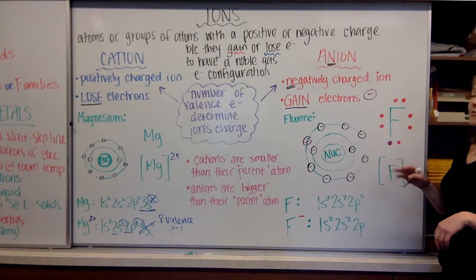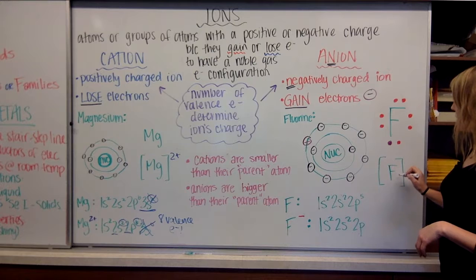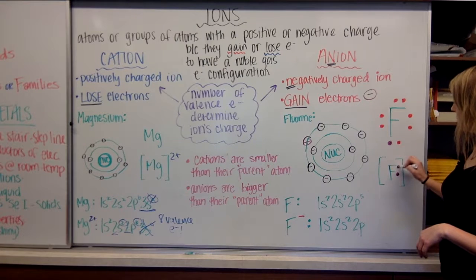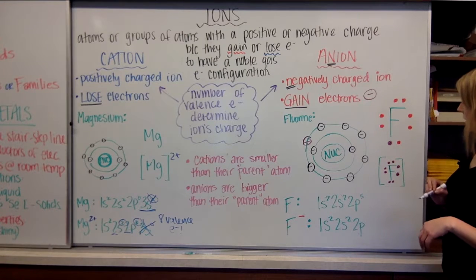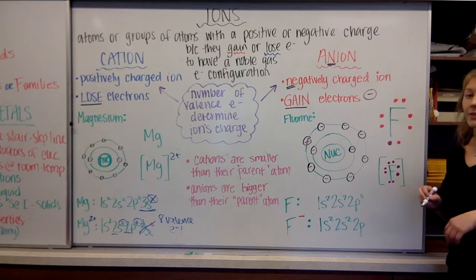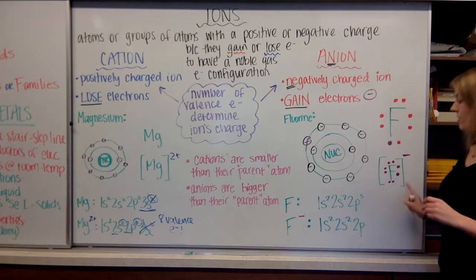When we draw the Lewis structure for the fluoride ion, we actually see there's our 2 in the s, 1p, 1p, 1p, another p, another p, another p. We have a full valence of electrons right there, and fluoride has a negative charge. So that's the Lewis structure for the fluoride ion.